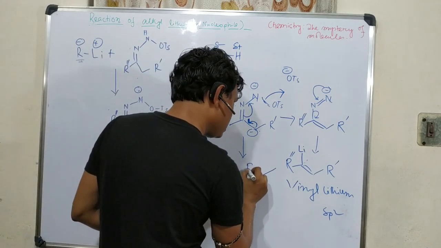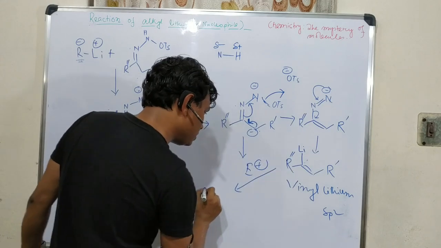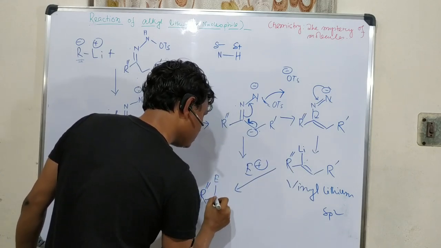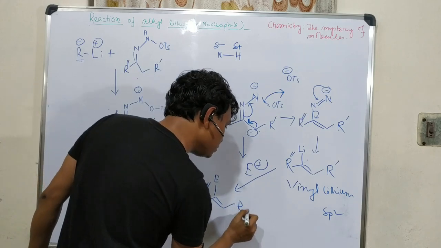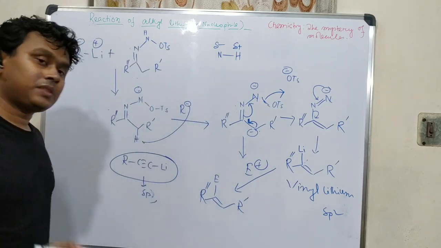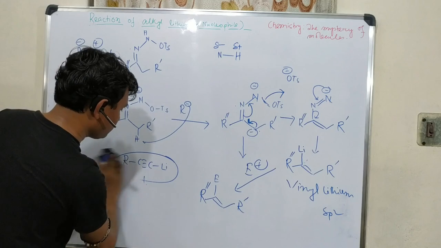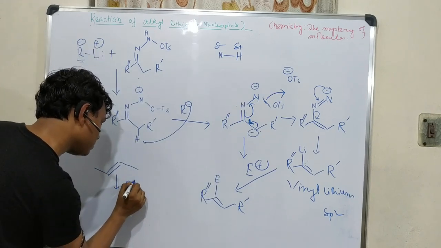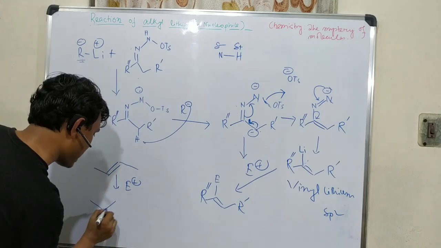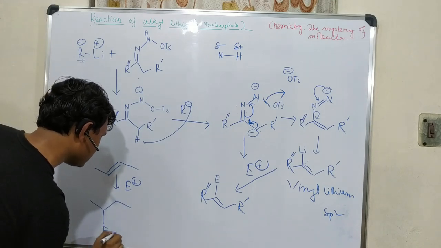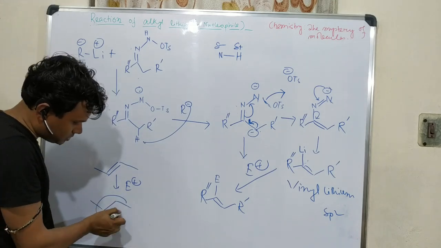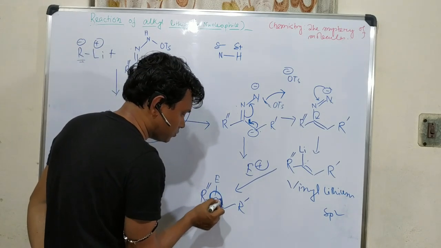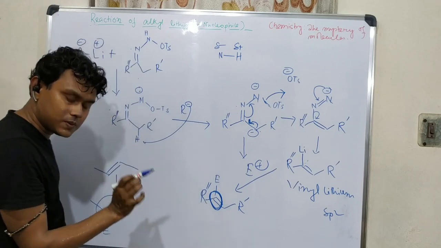So if we give any electrophile, it will result in addition of the electrophile. What is the uniqueness or beauty of this addition of electrophile? If you consider a double bond and add one electrophile, it will ultimately result in a whole sp3 system. But here the electrophile is attached to sp2. That is the uniqueness of this reaction.